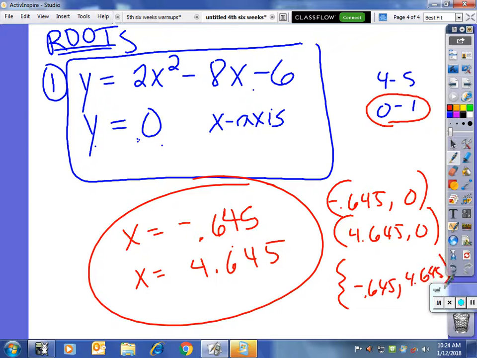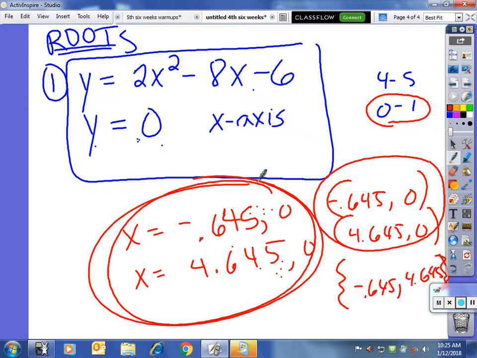What you shouldn't see, and what they wouldn't do on the end-of-course exam, is you shouldn't see these two in parentheses, because that makes them look like a point. These two numbers don't make a point together. These are two different x values that have a y value of 0. So you'll either see it as separate points, or just as x equals, without the y value of 0, or you might see it in set notation. I don't care which way you show me.